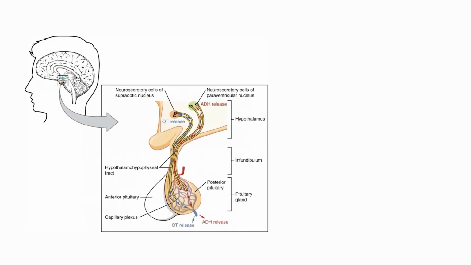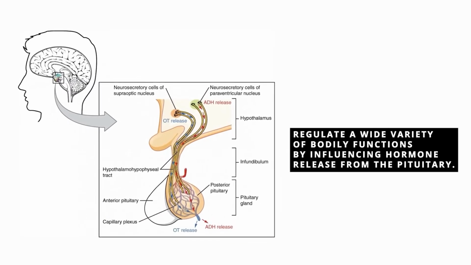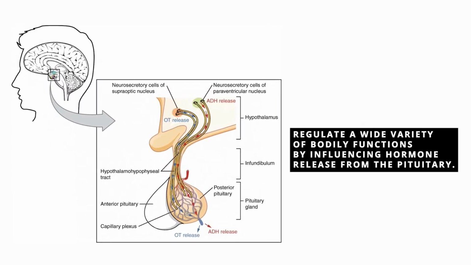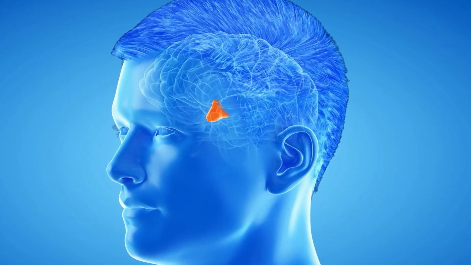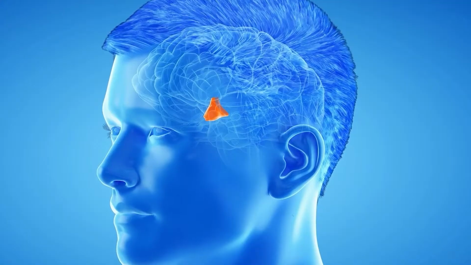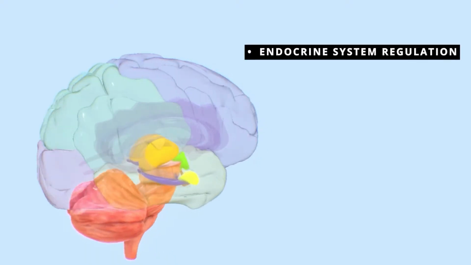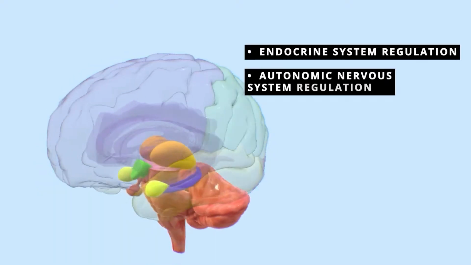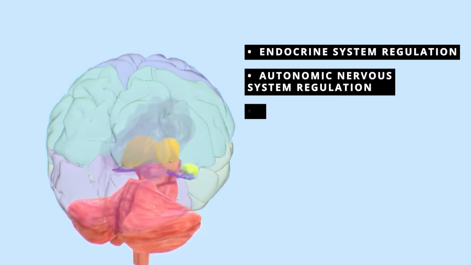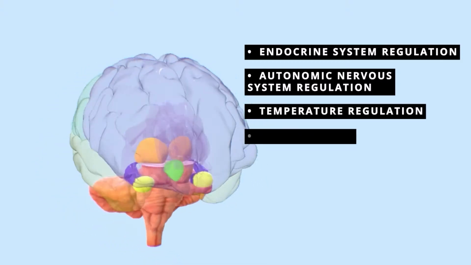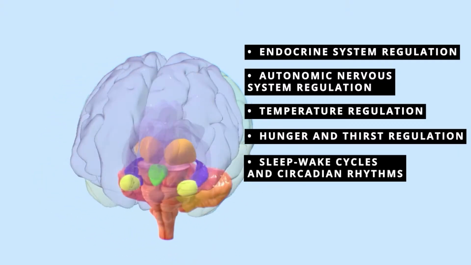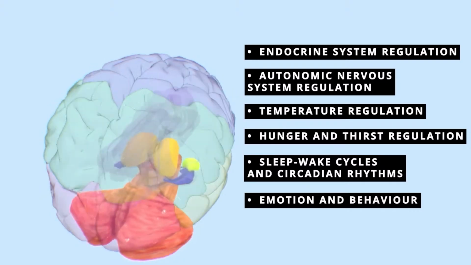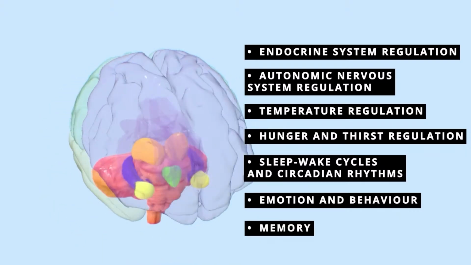Through this connection, the hypothalamus can regulate a wide variety of bodily functions by influencing hormone release from the pituitary. Hypothalamus performs various functions, for example, endocrine system regulation, autonomic nervous system regulation, temperature regulation, hunger and thirst regulation, sleep-wake cycles and circadian rhythms, emotion and behavior, and memory.